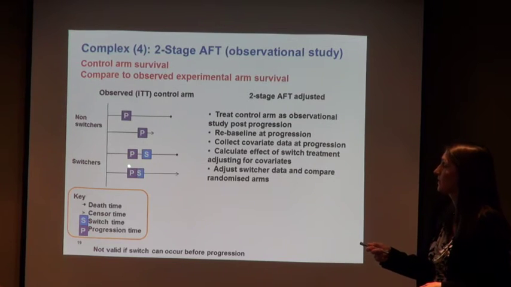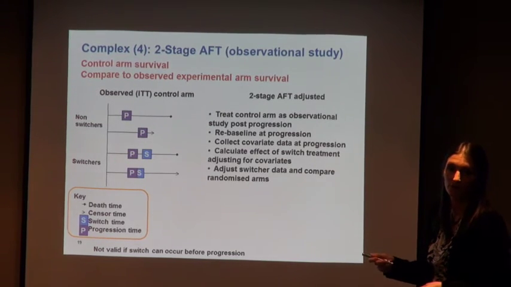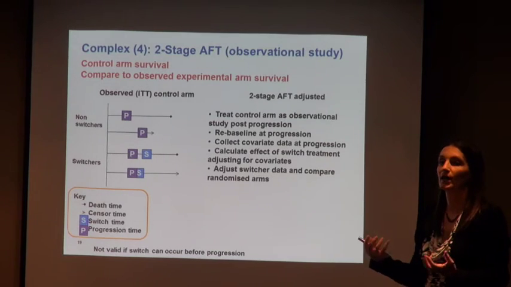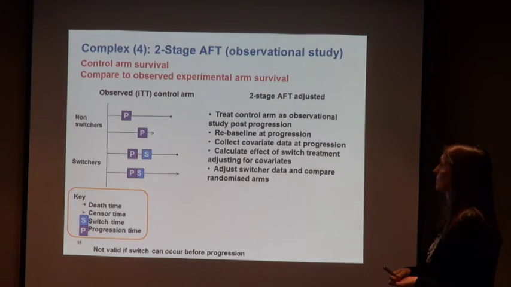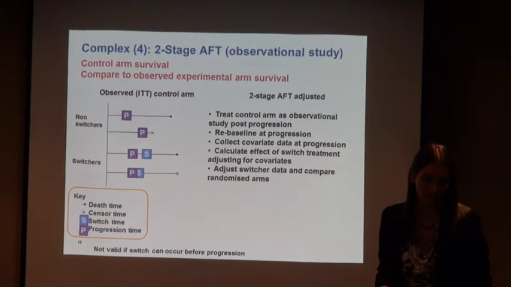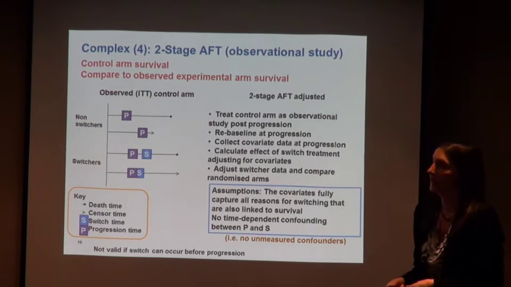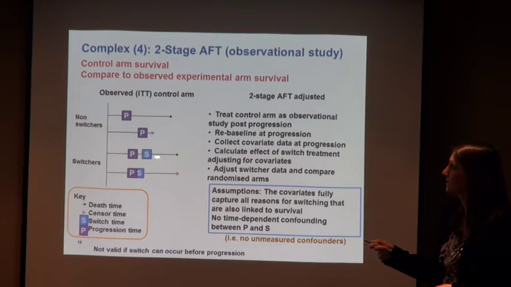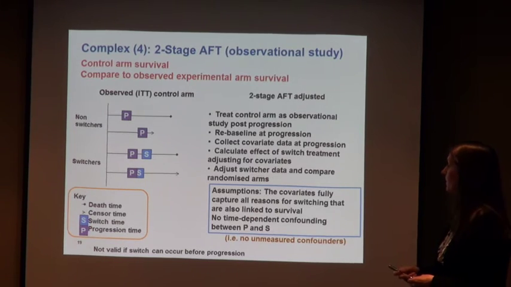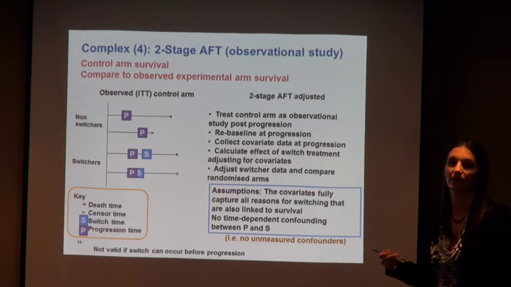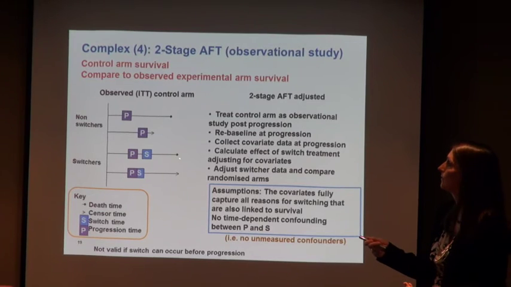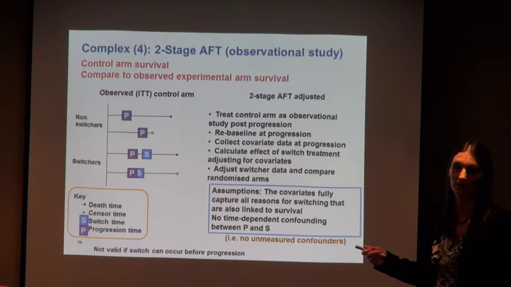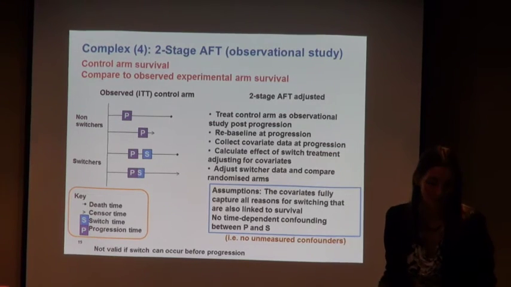So that requires that you collect quite decent data at the time of progression from patients so that you can work out what it is that's different between the switch and non-switch patients. So the core assumption with this is, again, no unmeasured confounders. You've got all of the variables here that predict switch and survival. It's slightly more complicated than for the IPCW because you're assuming that there's nothing going on in between progression and switch that may also have influenced that. So it's a slightly stronger assumption here.